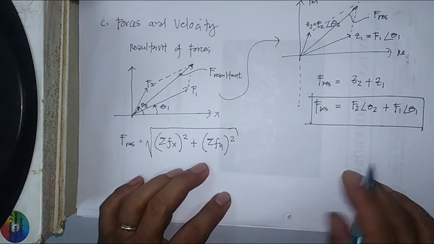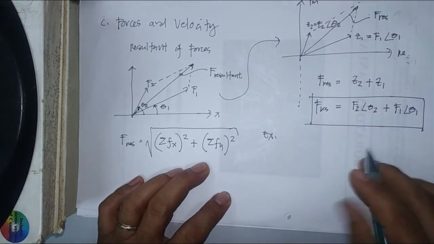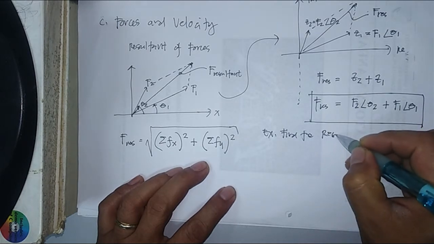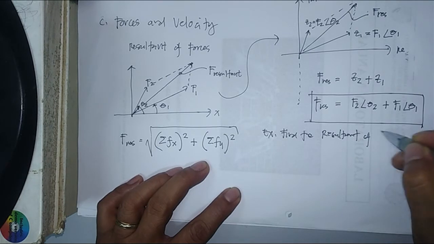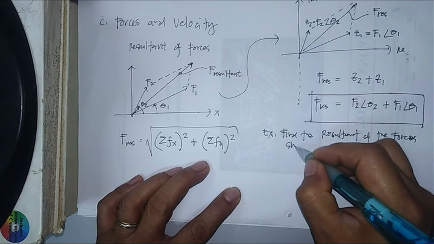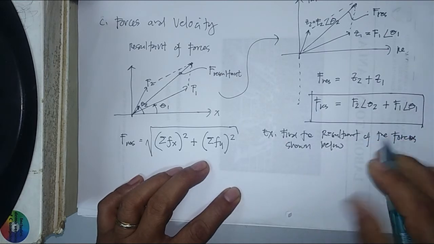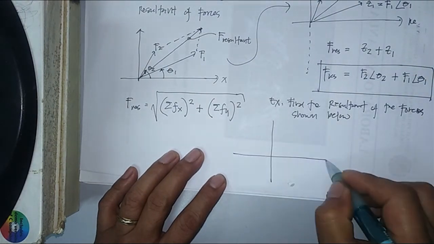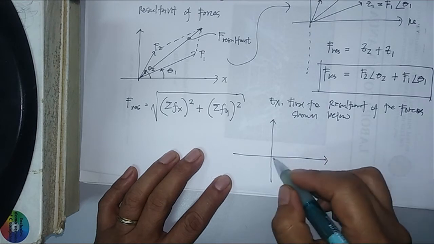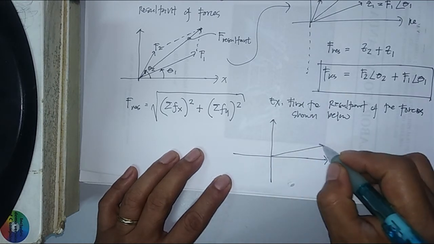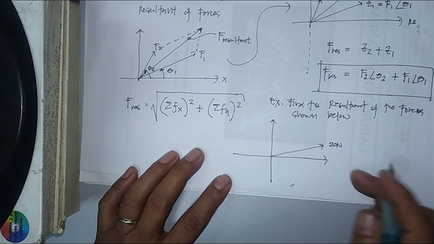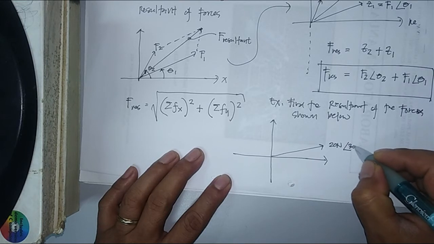Now let's have an example here. For our example, we are going to find the resultant of the forces shown below. I have here my forces drawn in a polar coordinate system. So I have here 20 Newton going in that direction with an angle of 30 degrees.